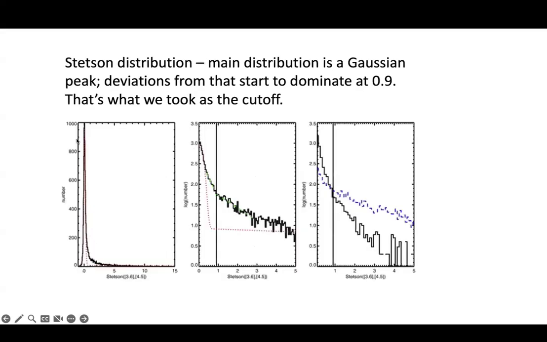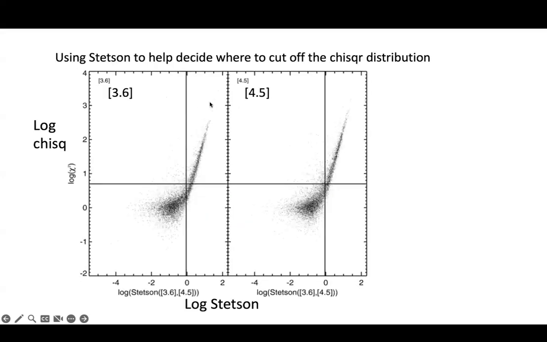So this is a histogram of that Stetson distribution, and the main peak is a Gaussian, and the deviations from that start to dominate at a Stetson value of 0.9. And so that's what we took as the cutoff for variable and not variable for the Stetson index. Then we used the Stetson index to help decide where we were going to cut off the chi-squared limit for objects for which we had only one band.